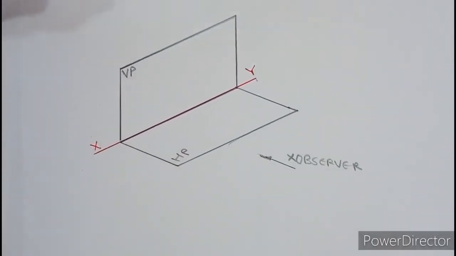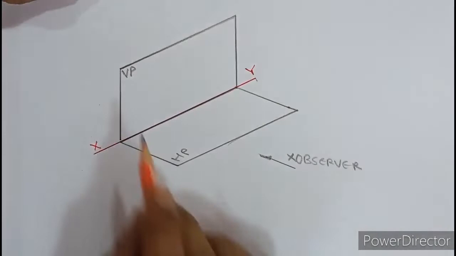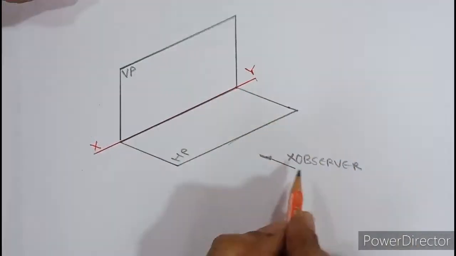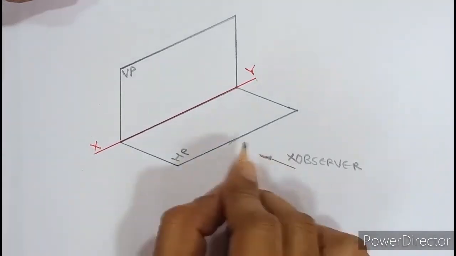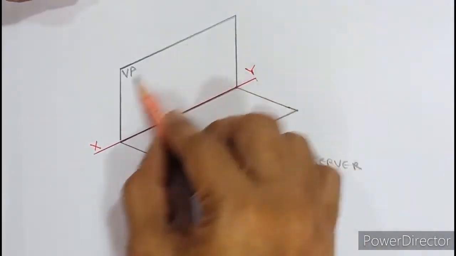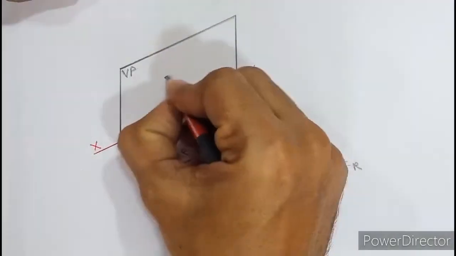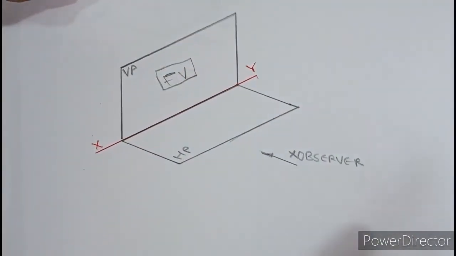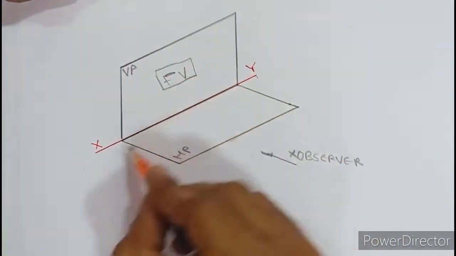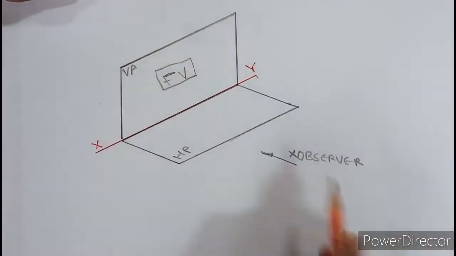Now let us start with some of the basic concepts. In solids, all the word problems that you're going to solve will be in the first quadrant. So I have drawn a first quadrant over here where you have VP, HP and XY, and the observer is on this side. First of all, try to visualize from the front view. In the front view, you can see this vertical plane. So I'll write down FV here. FV means front view. In the front view, we can see the vertical plane, and this vertical plane is always above XY. So try to visualize thoroughly.